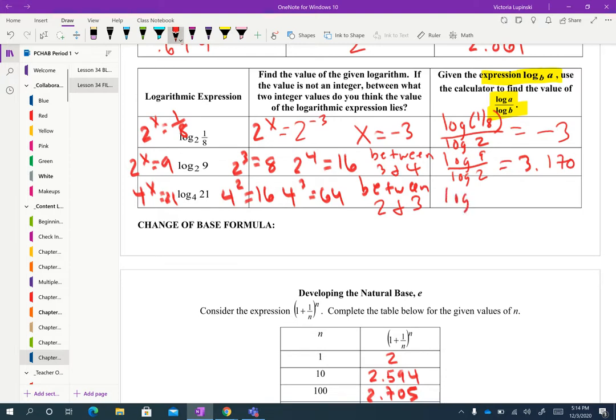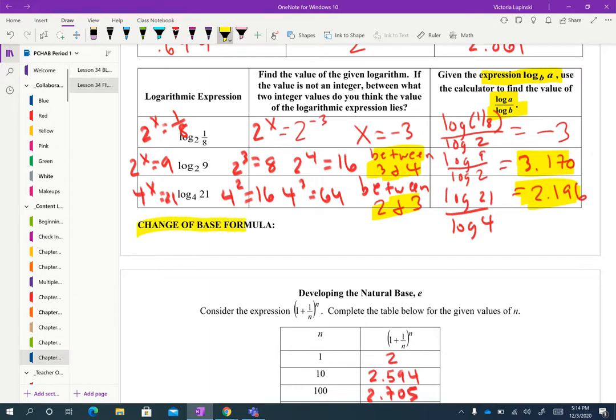Finally, you're going to divide the log of 21 by the log of 4, and that is going to give you 2.196. You're going to want to confirm. You said this should be between 2 and 3. Look at that. Between 2 and 3. Look at that. So it's a beautiful thing.